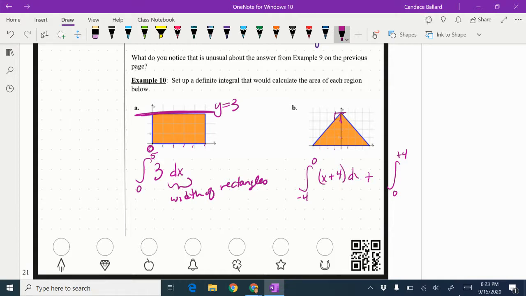And then again, we put the width of the little tiny rectangles. On the other side, I know I need an mx plus b again, and my b is still going to be the y-intercept of 4. But this time my triangle is down 1 over 1. So I've got a negative x plus 4 with a dx after it.